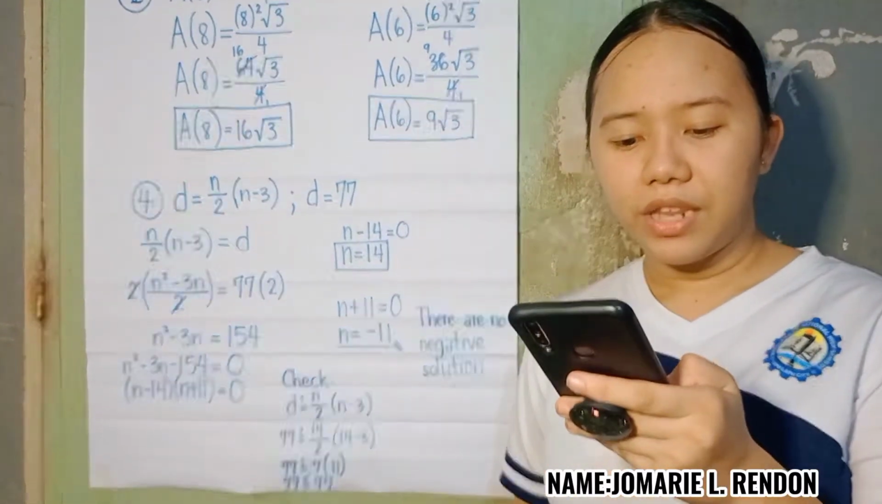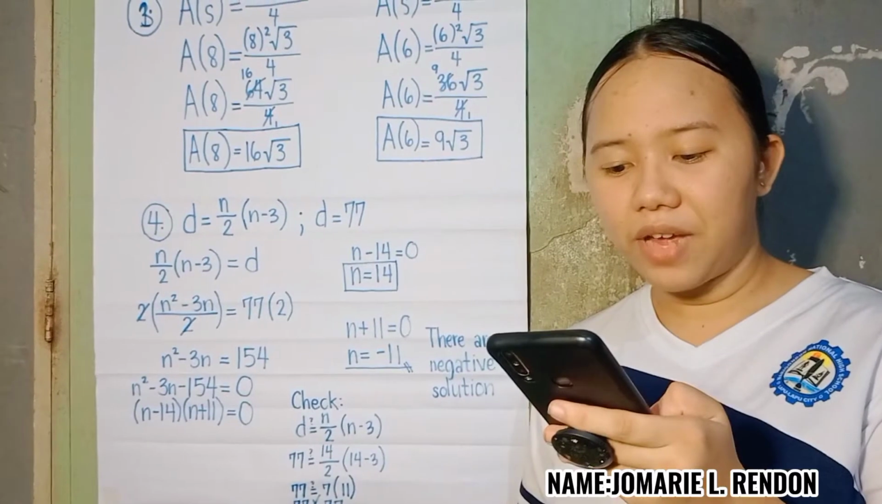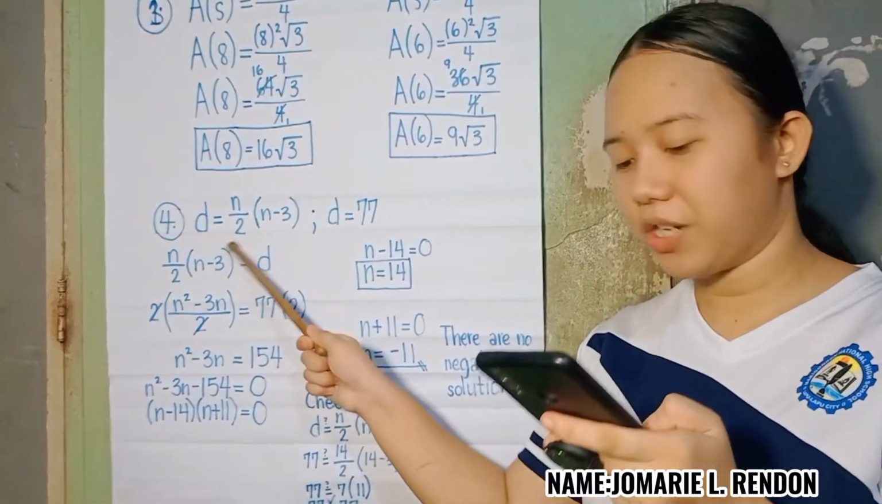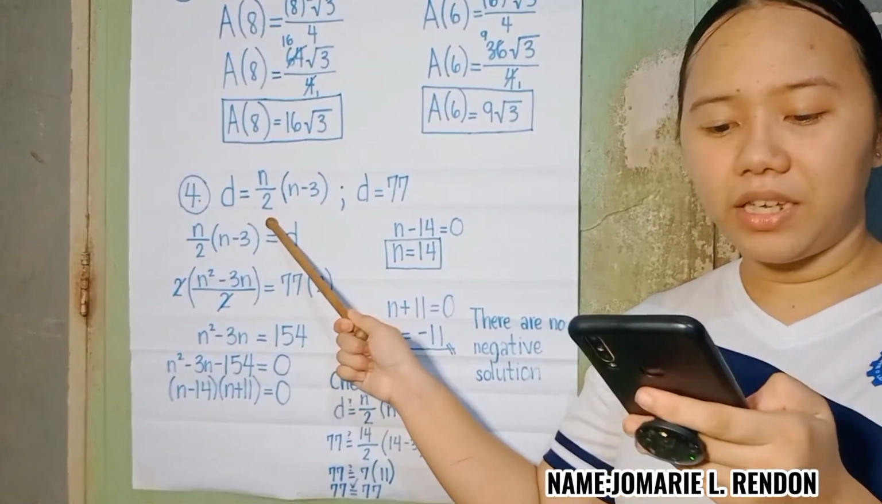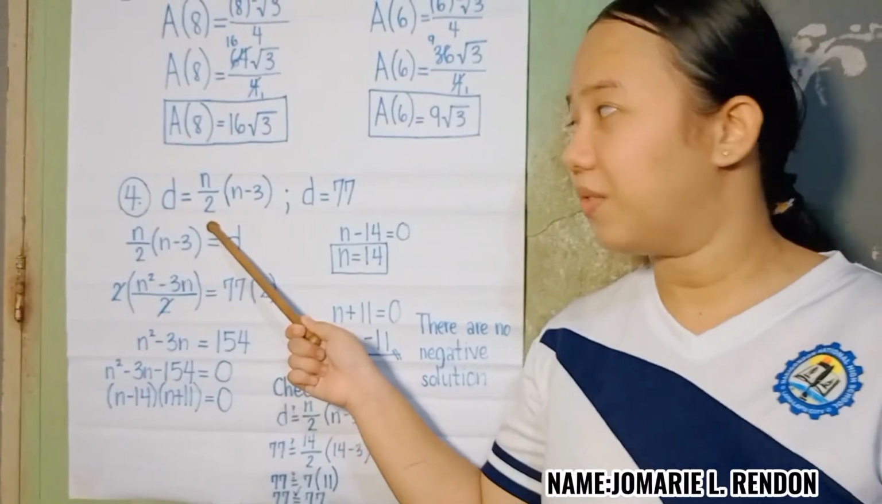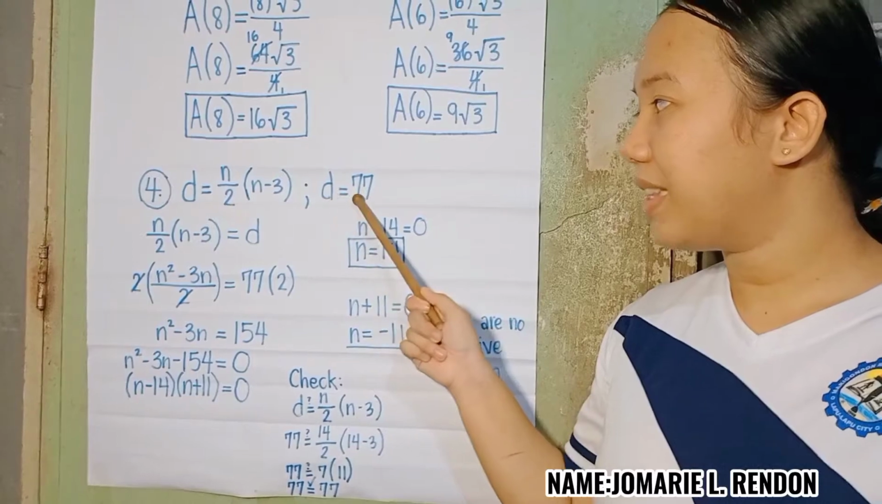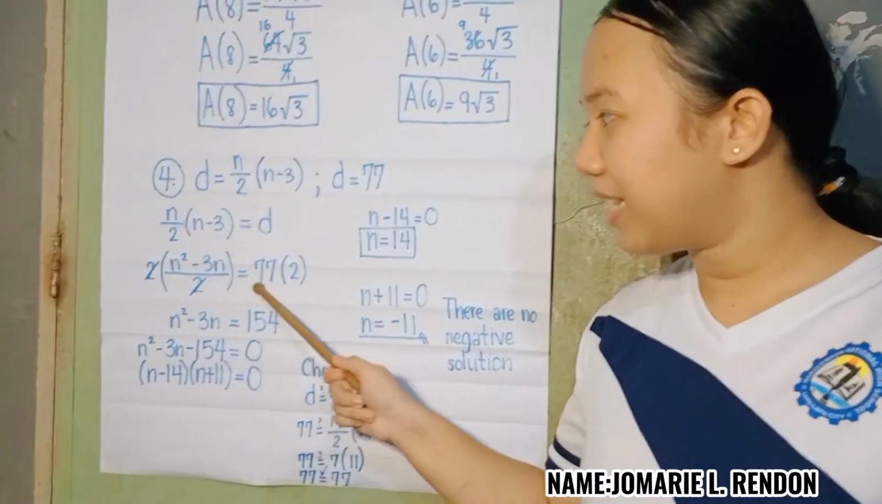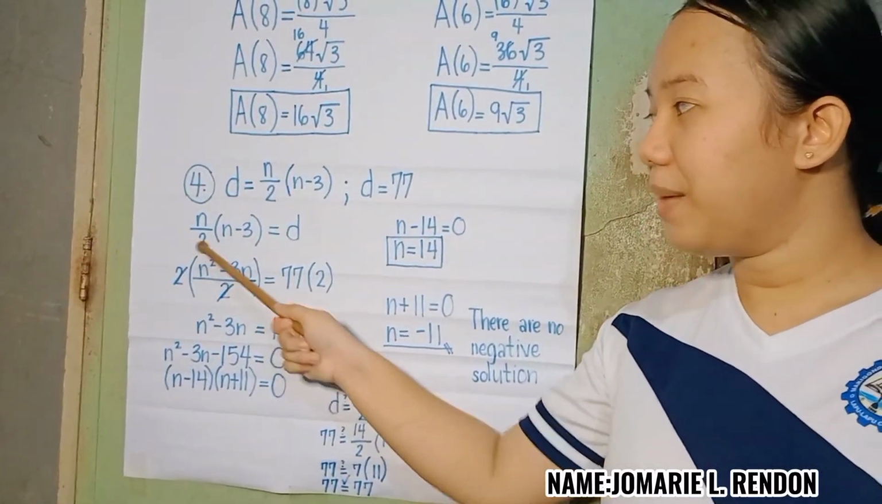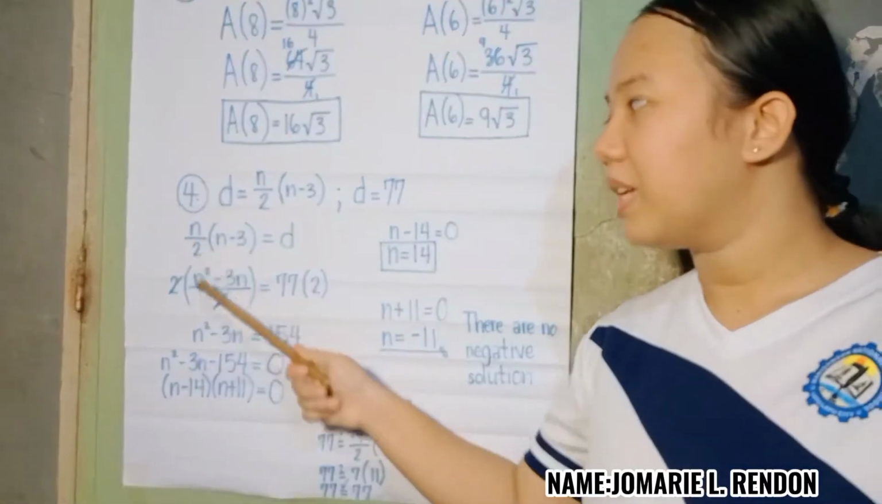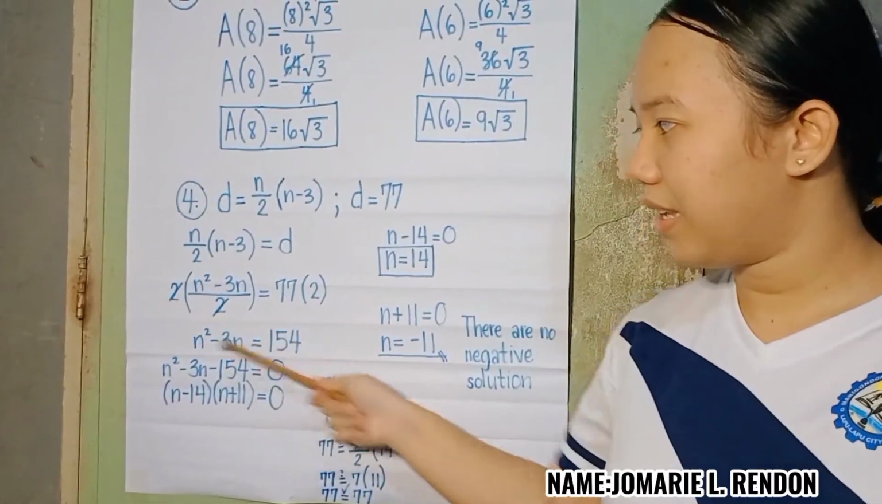4. The number of diagonals D of a polygon of n sides is given by this equation. How many sides does a polygon with 77 diagonals have? So in this case, we just need to substitute 77 for D. So we have this. And by the way, we already multiplied these two, so we can come up with this here.